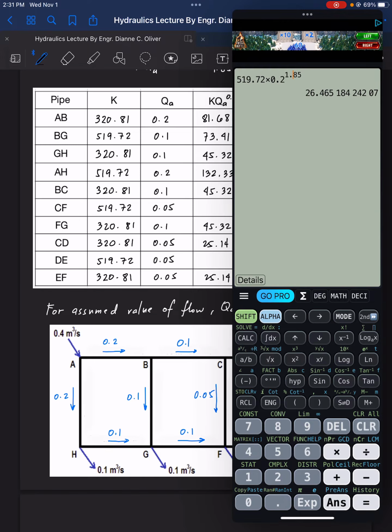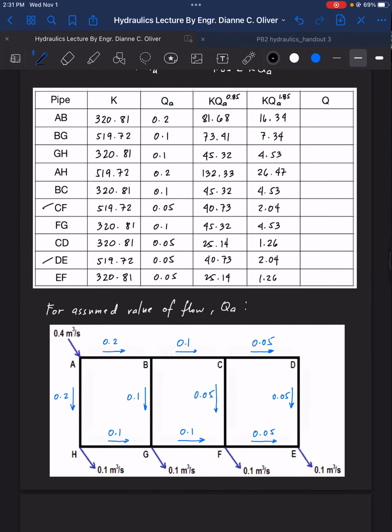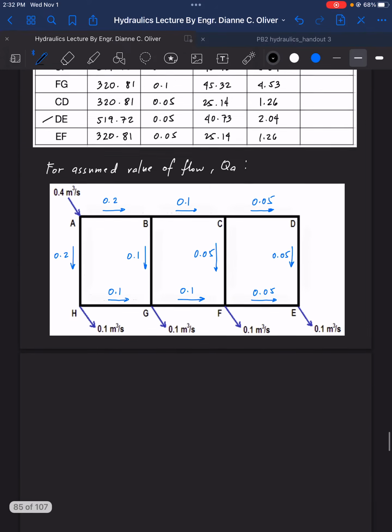Next, this one here, CF, 519.72 times 0.05, same with DE. That is 40.73. Then raised to the power of 1.85, that is 2.04. Okay, so we have our table.